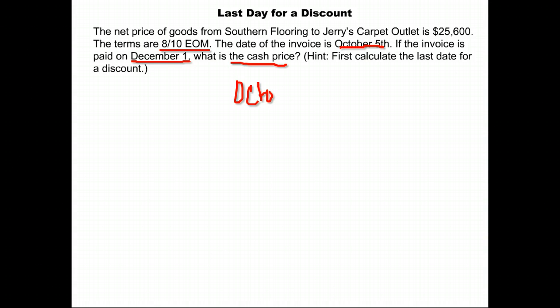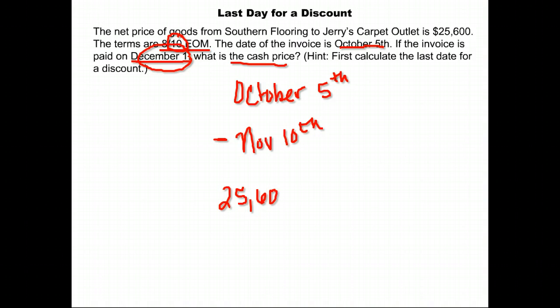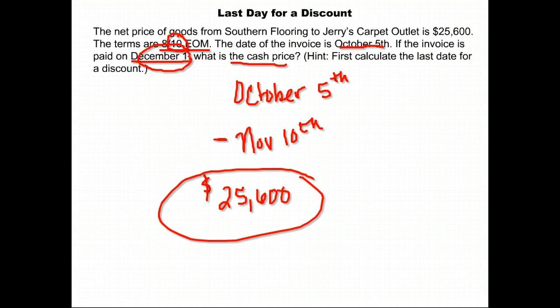Okay, their invoice was dated October 5th. This is end of month dating, so they get a discount as long as they pay within 10 days of the end of October. So that would be October, the next month is November. They have to pay by November 10th in order to get a discount. They paid on December 1st, so they were way too late to get a discount. So their price is still going to be $25,600. They have to pay the full amount because they didn't pay in time to get that discount.